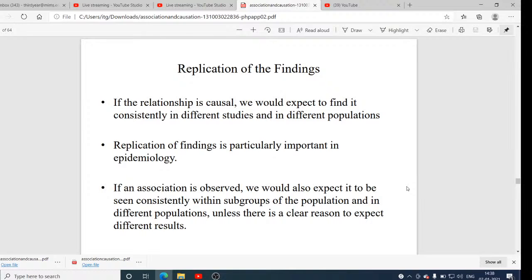Now, replication of the findings. If the relationship is causal, we would expect to find it consistently in different studies and in different populations. Replication of findings is particularly important in epidemiology. If an association is observed, we would also expect it to be seen consistently within subgroups of the population and in different populations, unless there is a clear reason to expect different results.